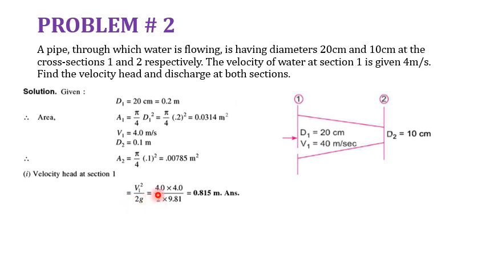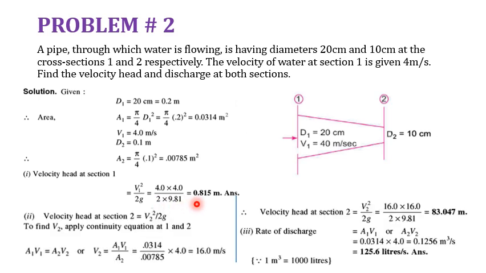This is velocity head at section 1 with the velocity given. You have to determine the velocity head and discharge at both sections. So velocity head at section 1 will be v1 square over 2g with the velocity value of 4. So 4 square divided by 2 into 9.81. Now let's calculate the velocity head at section 2, which will be v2 square over 2g, and we are using continuity equation over here.